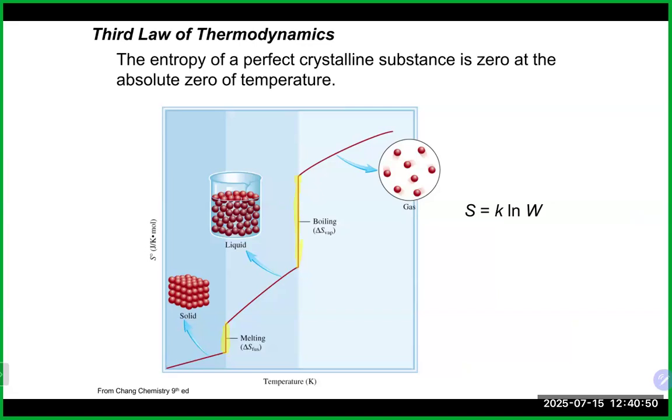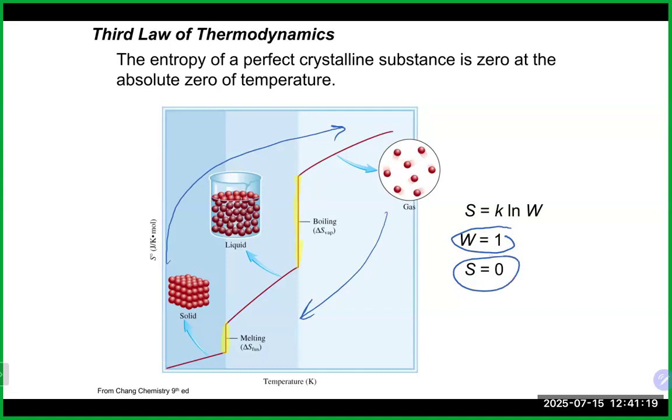So let's talk a little bit about the third law of thermodynamics, which is that the entropy of a perfect crystal substance is zero at absolute temperature. As we go from solid to liquid to gas, we are increasing the entropy, and obviously decreasing as we go in the other direction. The only way to make a perfect crystal is to be perfect. There's only one way to do that, which means our delta S based off the Boltzmann equation would equal zero.